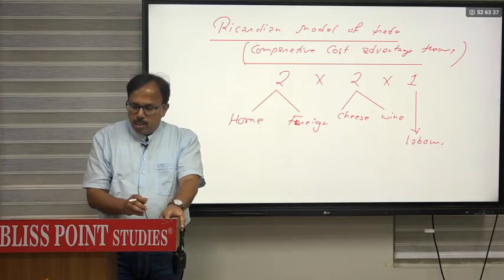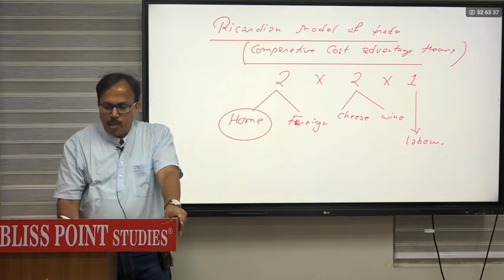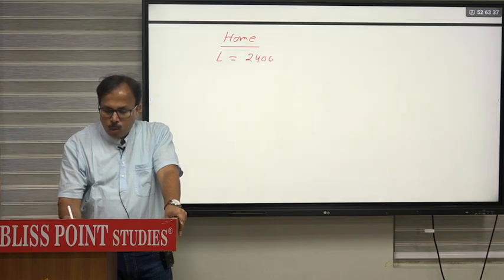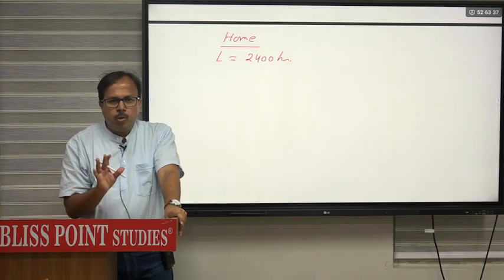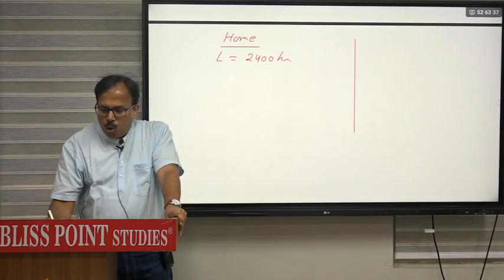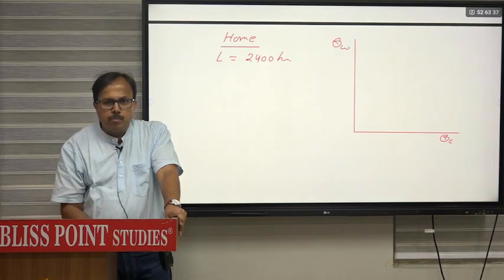Okay, before trade, just some basic points. Just focus on the one country case first, home country. Home country has only one factor of production, that is labor. Okay, trade is not being discussed right now. So if I say that total labor hours is 2400, 2400 labor hours are available. That labor can be used to produce cheese and to produce wine. So this is quantity of cheese and this is quantity of wine.